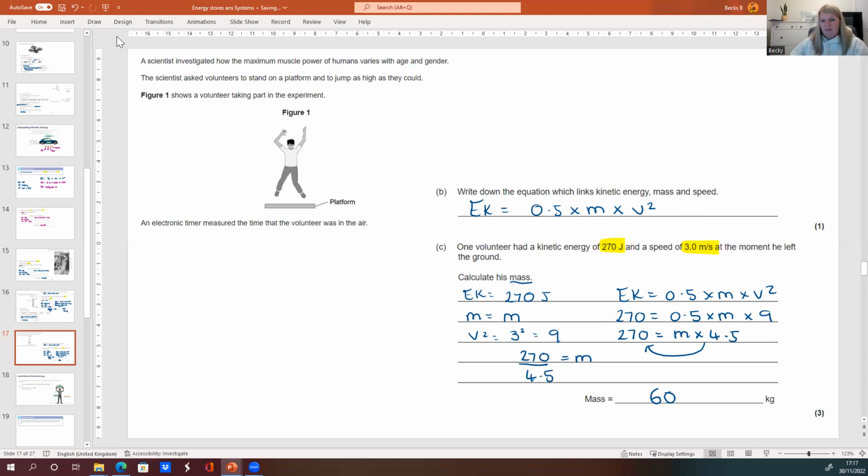The average mass of a grown adult is about 60-70 kilograms. That makes more sense than 120.